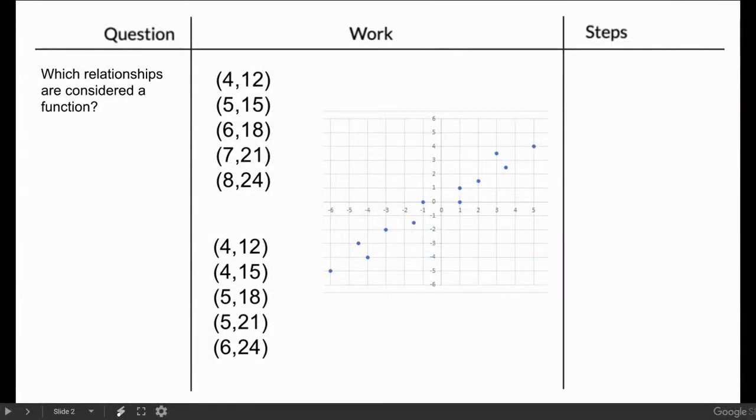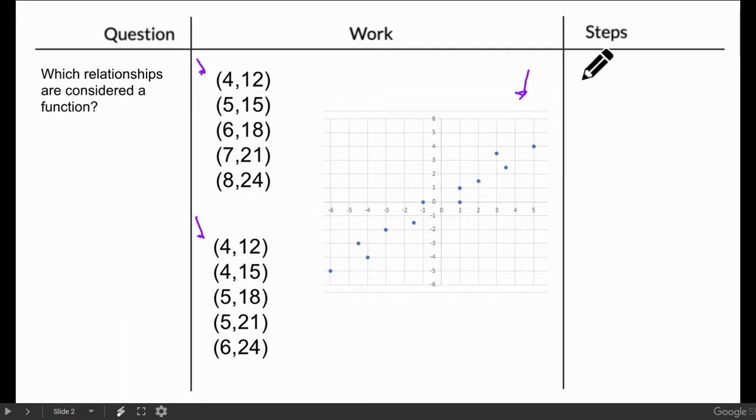Which relationships are considered a function? So we have three different relationships here. We have this set of numbers, this set of numbers, and this graph right here. So go ahead and try this one out. Select which ones are functions, pause the video, and then hit play when you're ready to see the answer.